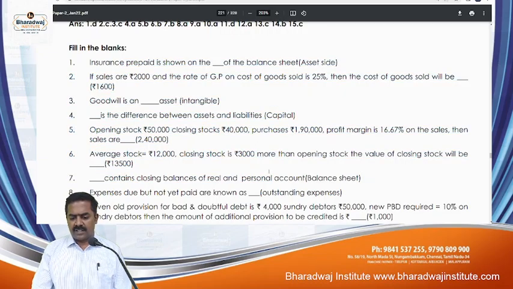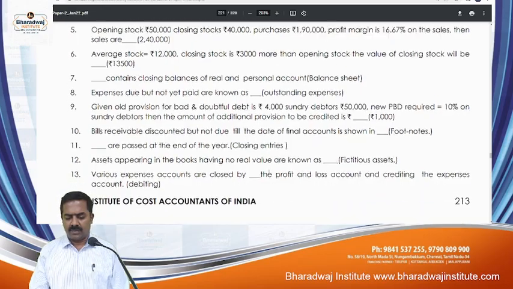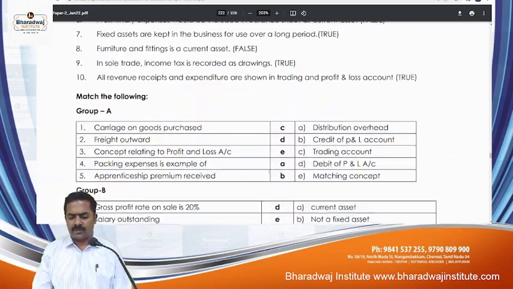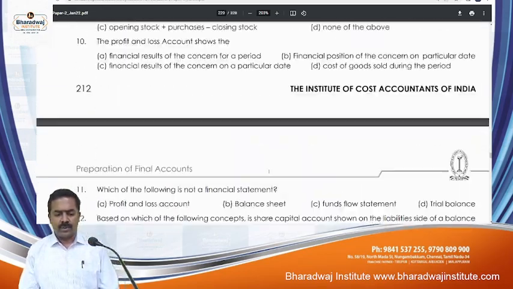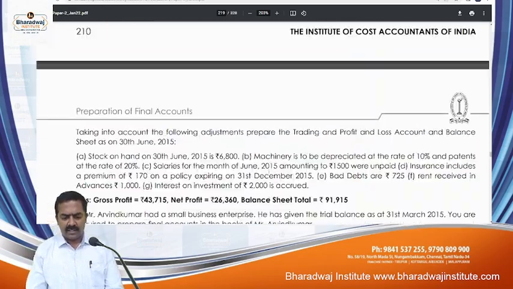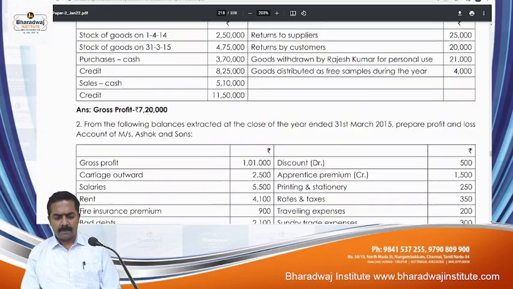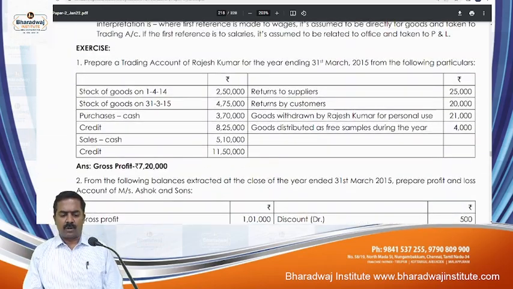Okay. Other things, answers are given directly in the thing. You can directly do true or false. All these things you can directly do it. I'd like to do some lengthy answer problems also over here. Shall we work out this exercise?